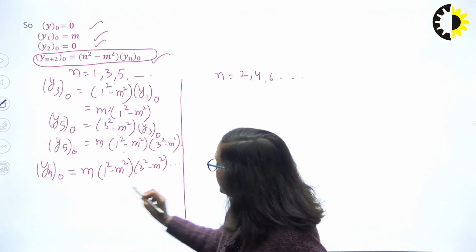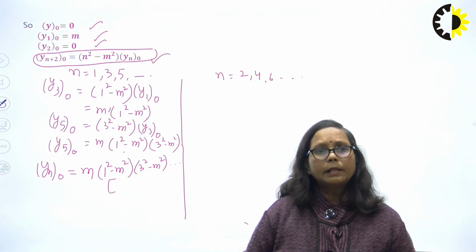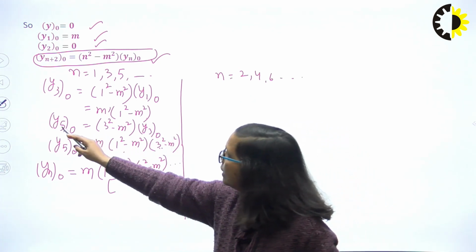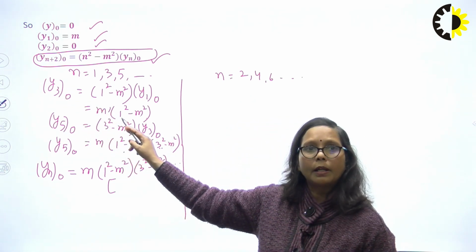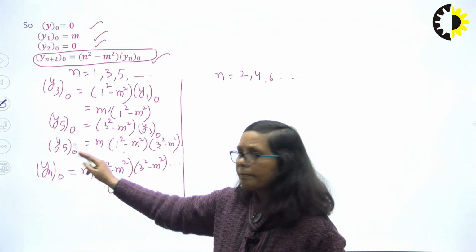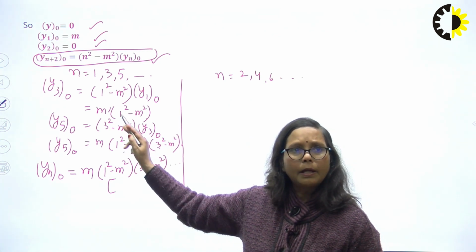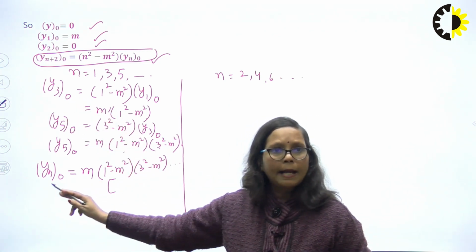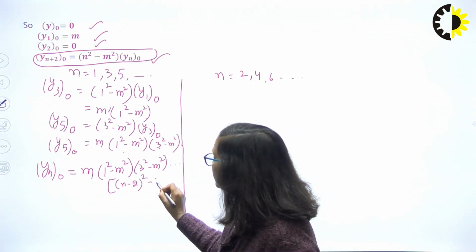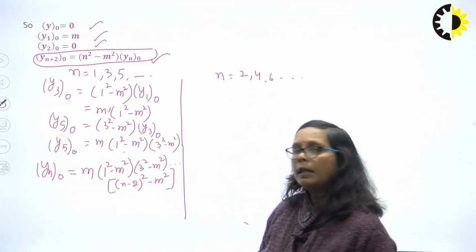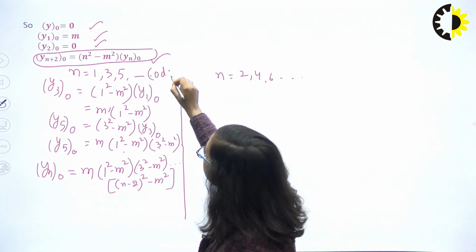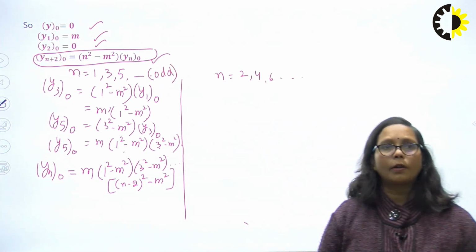And can you think up to which term this will go? Look at how we make the symmetry. For y50 we have written here 3 square. For y30 we have written here 1 square. So can you think what we write for yn0? 3 is nothing but 5 minus 2. 1 is nothing but 3 minus 2. So for the nth derivative we write this as n minus 2 square minus m square. So this is the nth derivative for which values? For odd values, when n is taking the odd values.